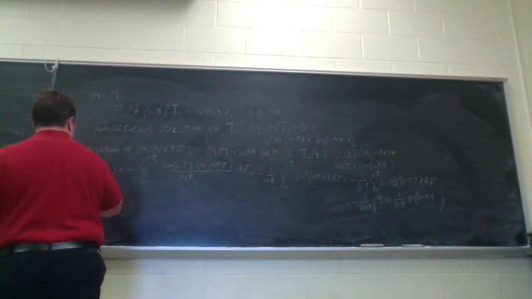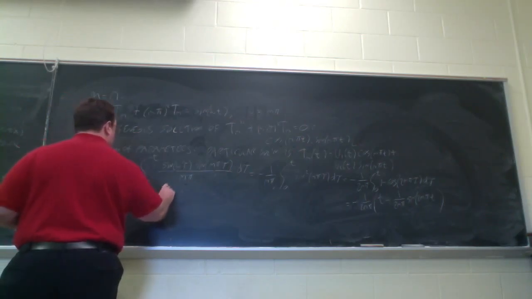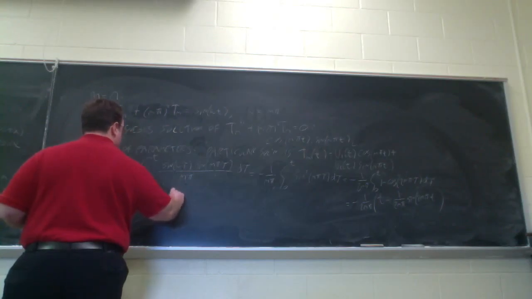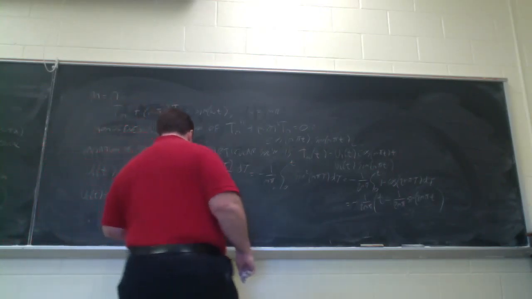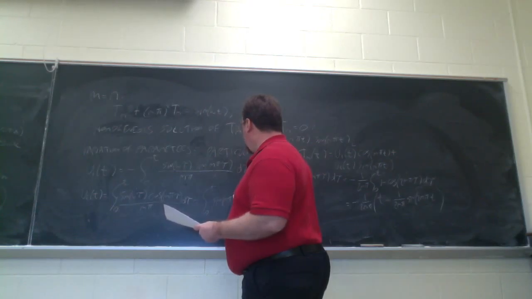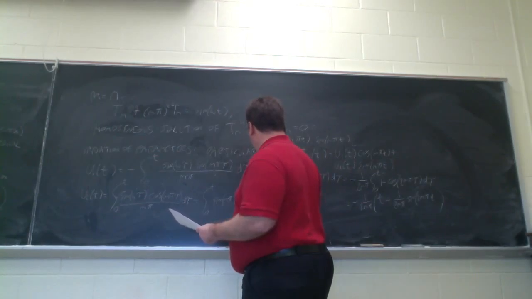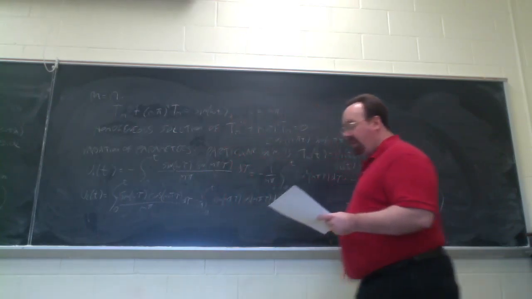And then u2 of t is the integral of sine omega tau cosine m pi tau over m pi, d tau. And this becomes the integral of sine m pi tau cosine m pi tau, times 1 over m pi. How do you integrate that?